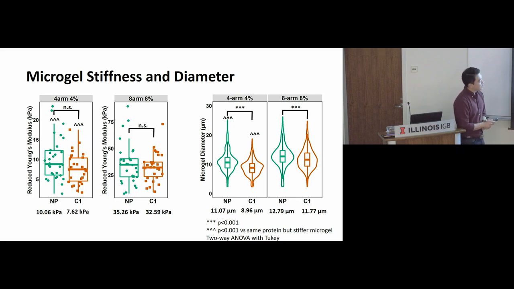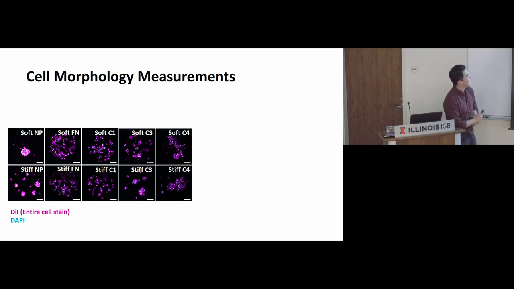And then the microgel diameter, there were also slight differences between the two, but in the grand scheme of things, very similar. So now we actually tried to culture some cells with the microgels, and you can see the microgels that didn't have any proteins attached to them. The cells just cluster with themselves and have zero interaction with the PEG microgels.